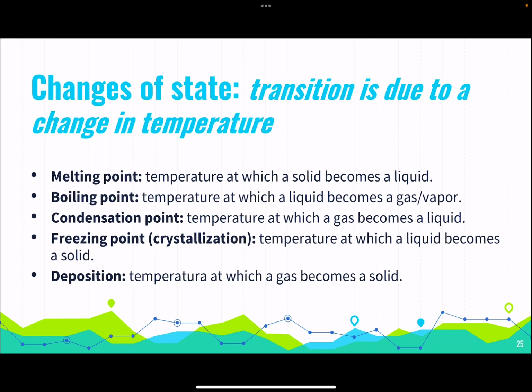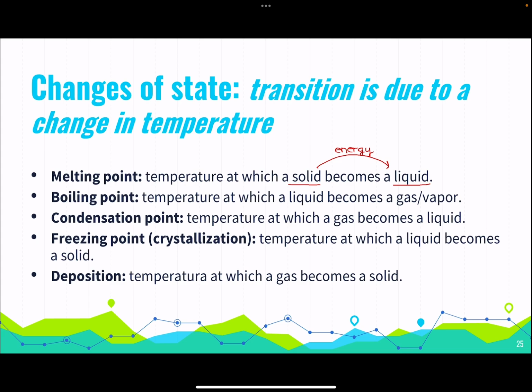Why do we have so many different states on Earth? Because we have energy, and the transition is due to a change in temperature. So we have some transitions: the melting point, the boiling point, the condensation point, the freezing point, or crystallization, it's also called, or deposition. The melting point is the temperature when a solid goes to a liquid. So we have more energy, right? We need energy for a solid to become a liquid.